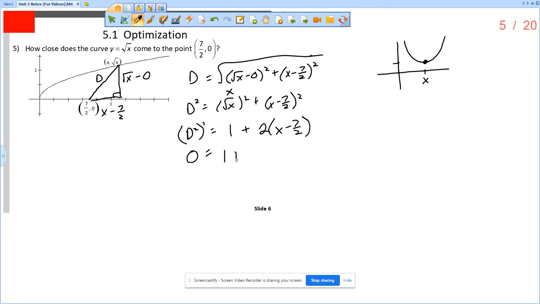And so I have 1 plus 2x minus 7, or this thing is really just 2x minus 6. All right, so I'm going to add 6 and divide by 2. So x equals 3. All right.